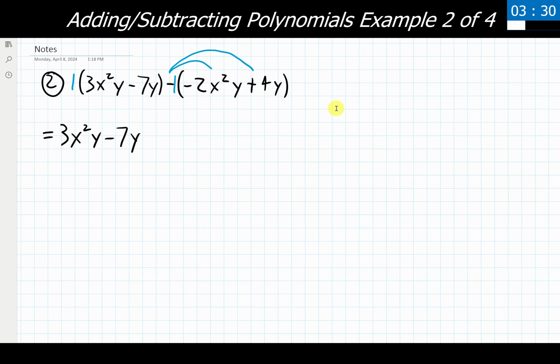Let's extend that second line out here to show that just a little bit better. There it goes. So -1 times -2, that means it's going to become a +2. The x squared and the y stay the exact same. The -1 times 4y, well, it's a +4, so that's going to change to be a -4y. And again, the variable stays the exact same.